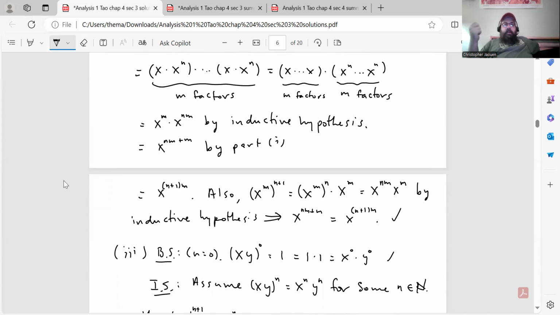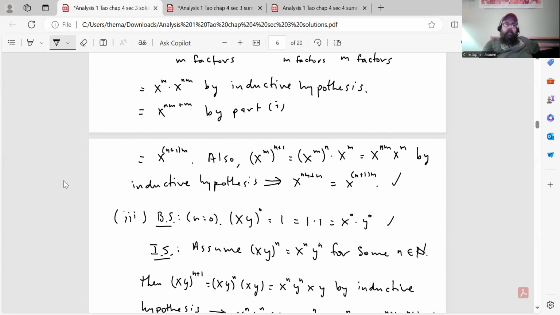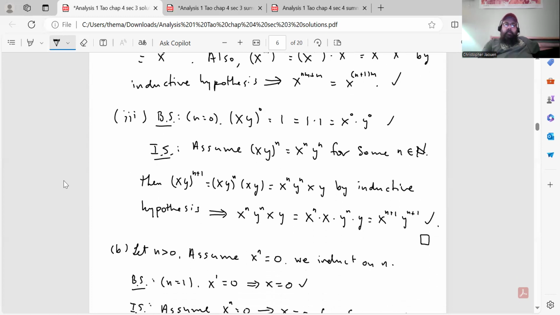So if you look at x to the m to the n plus 1, that's x to the m to the n times x to the m, which is x to the nm times x to the m by inductive hypothesis, which is the same thing as x to the nm plus m. And then again, you can factor out the m, which gives you x to the n plus 1 times m in the power. Right, so the property holds by induction.